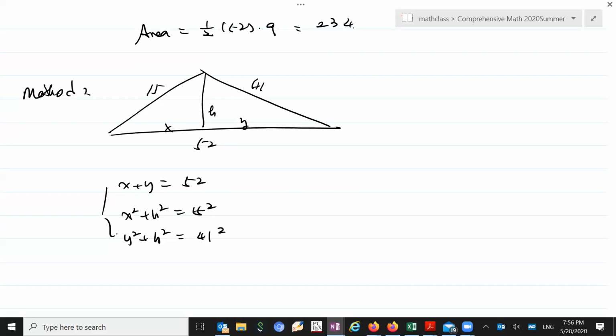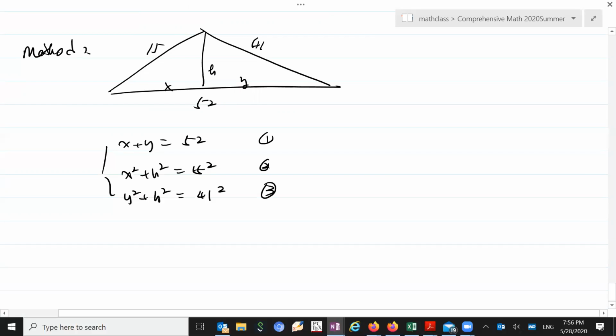All right, let's do the equations 1, 2, 3. I'm just trying to take the difference here. I don't know why, but y is probably larger. So let's use equation 3 minus equation 2. So y squared minus x squared equals 41 squared minus 15 squared.